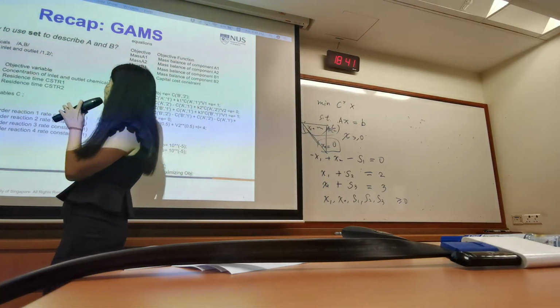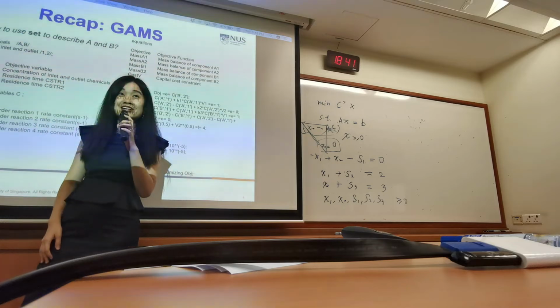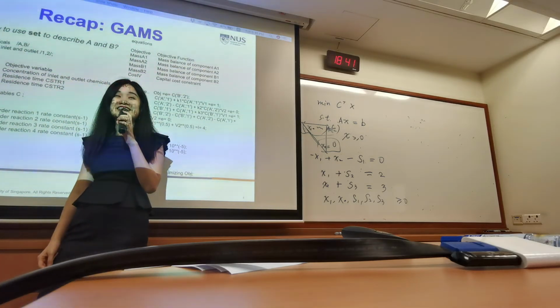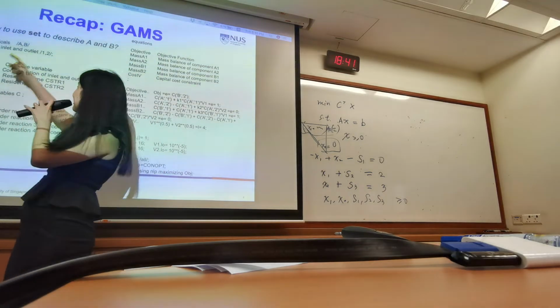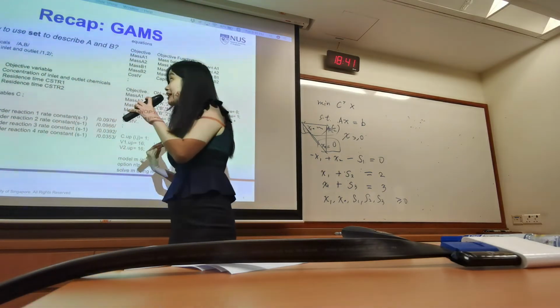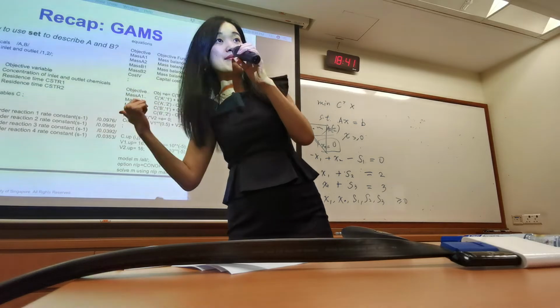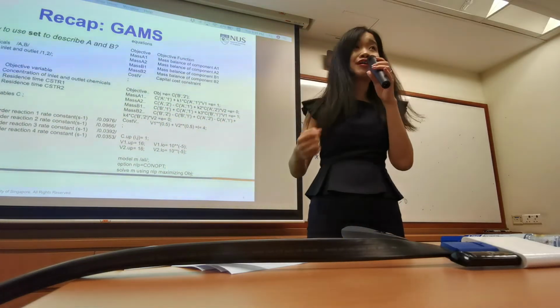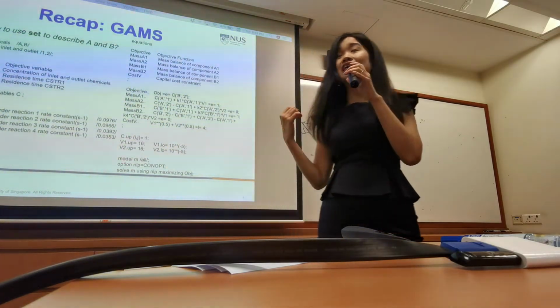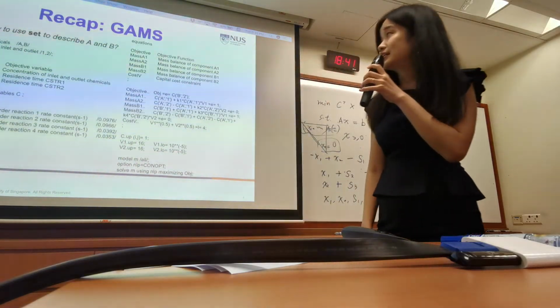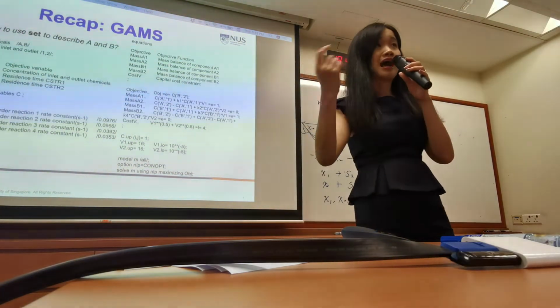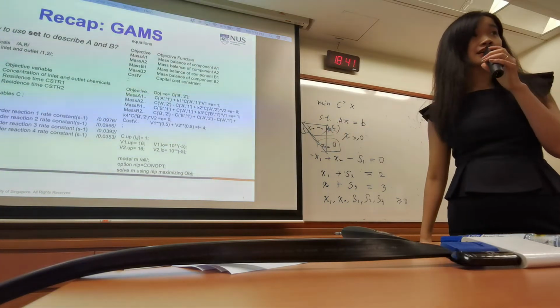If you define the chemicals, like in your design, if you have 10 chemicals, you don't want to write 1, 2, 3 until 10 every time. So you can use the set, like define I to represent all the chemicals in your problem. Then when you write the constraint, you can just write the constraint with respect to I. You don't have to copy the index every time.